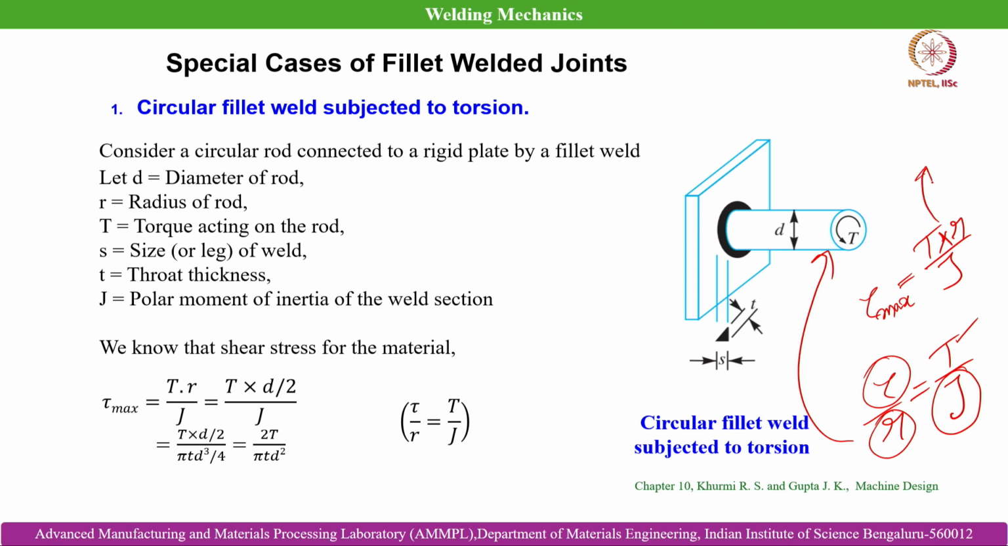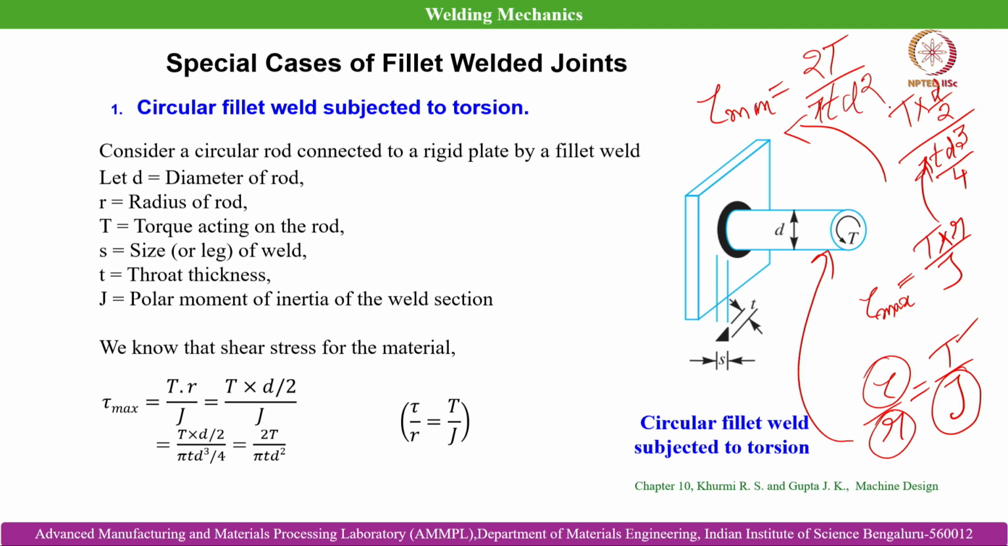So it can be further written as T cross d by 2, that is the diameter of the circular rod, divided by pi t d cube by 4. So finally it comes as tau max is equal to 2 T, that is the applied torque, over pi t d squared. So if we know the joint size, then we can evaluate the joint thickness, and we know the diameter of the rod which is getting joined with the base plate, we can very well evaluate the maximum allowable shear stress in the joint that it can withstand.